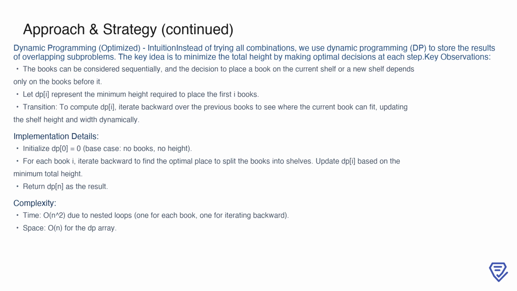The implementation begins by initializing dp[0] as 0, which represents the base case where no books result in zero height. Then, for each book, we iterate backward to calculate the minimum total height and store it in dp[i]. At the end, dp[n] gives us the result.